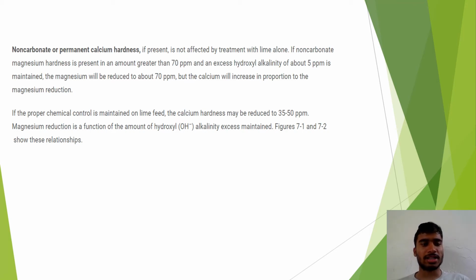Non-carbonate or permanent calcium hardness, if present, is not affected by treatment with lime alone. If non-carbonate magnesium hardness is present in an amount greater than 70 ppm and an excess hydroxyl alkalinity of about 5 ppm is maintained, the magnesium will be reduced to about 70 ppm, but the calcium will increase in proportion to the magnesium reduction. If the proper chemical control is maintained on lime feed, the calcium hardness may be reduced to 35 to 50 ppm. Magnesium reduction is a function of the amount of hydroxyl alkalinity excess maintained. Figures 7.1 and 7.2 show these relationships.